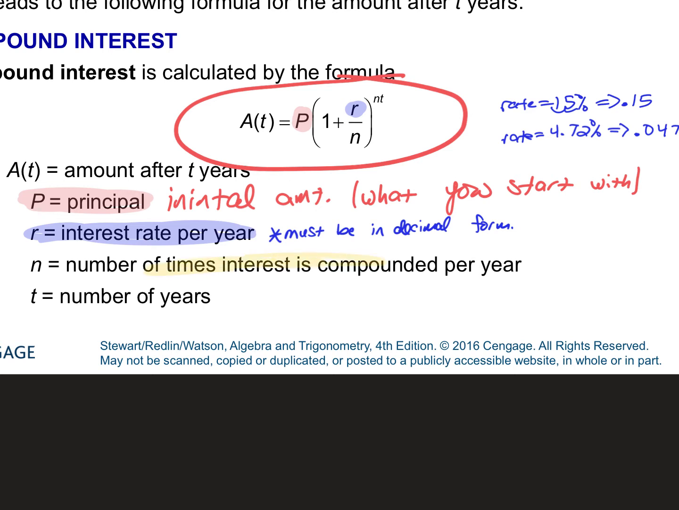All right, then we're going to talk about N. This is the number of times the interest is compounded per year. This is how the interest is compounded. They're going to use words like annually, semi-annually, monthly.